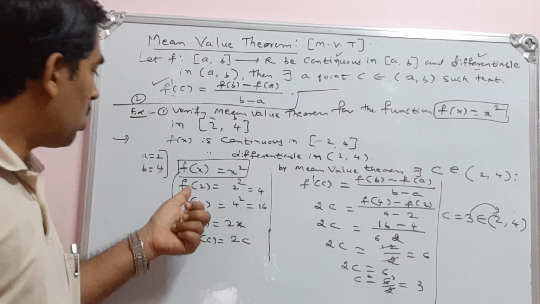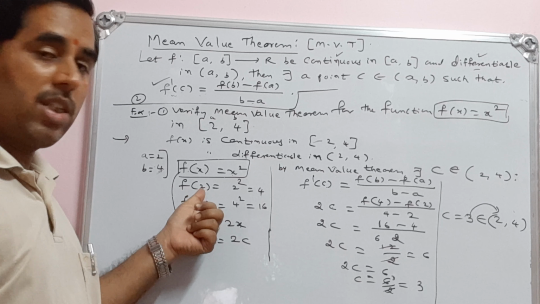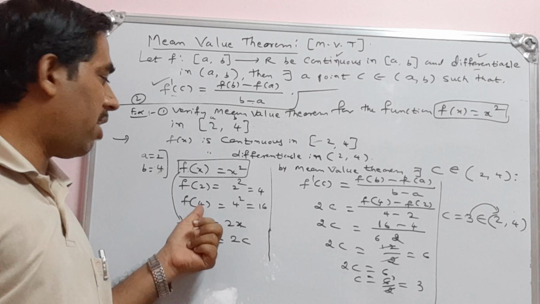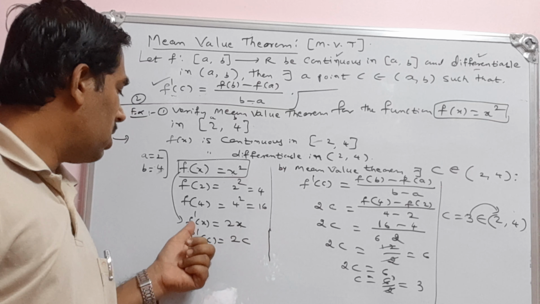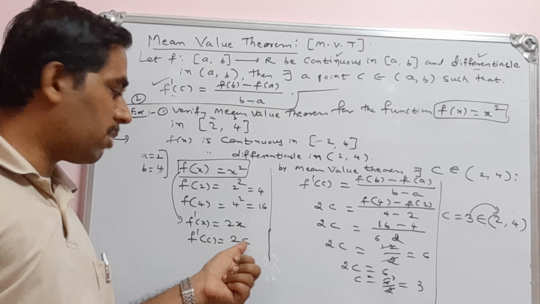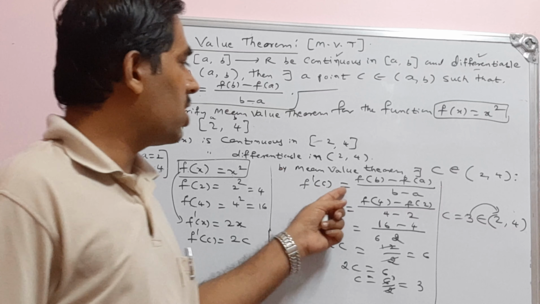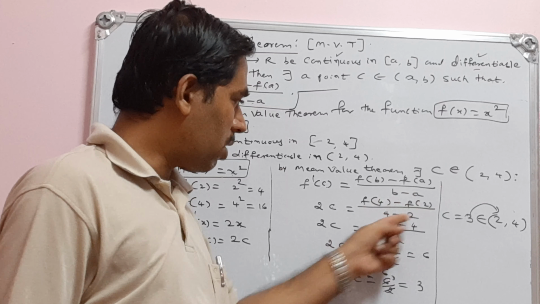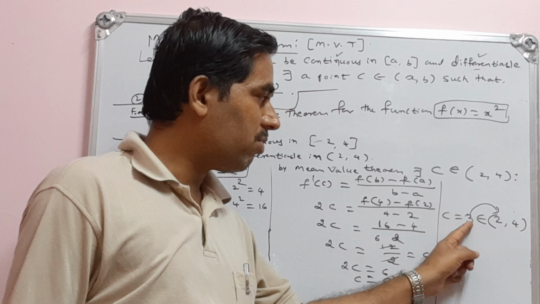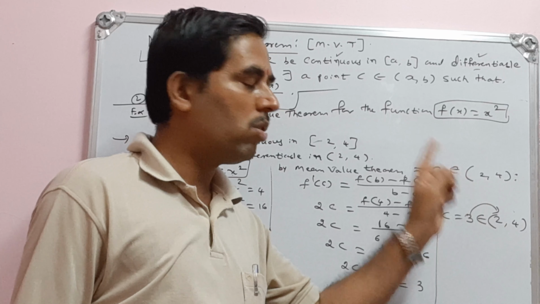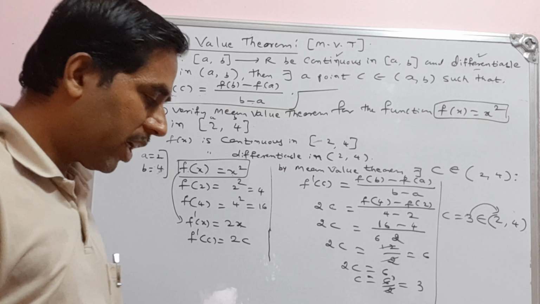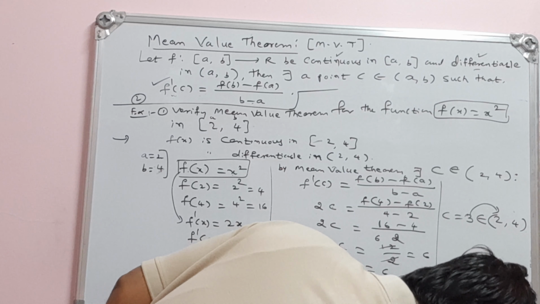Observe it. F of a, that is f of 2, we substitute 2 here. Then f of b means f of 4, that will be 16. Then the derivative of x square is 2x. Then we want f dash c, replace x by c, 2c, such that f dash c is equal to f of b minus f of a by b minus a. So you substitute all the values, simplify and find the value of c. The value of c for this example is 3, which belongs to our given interval. So this is the verification of the mean value theorem.